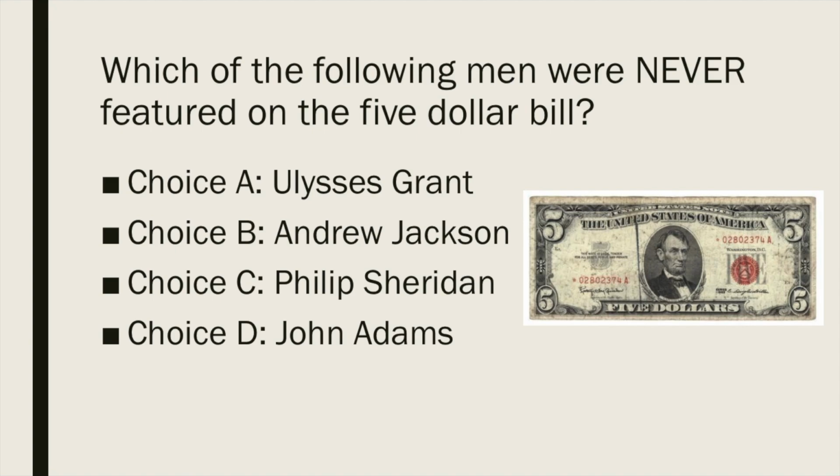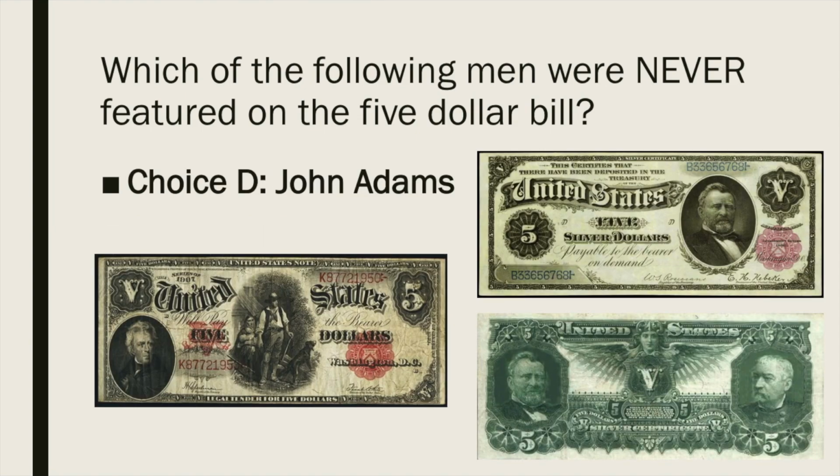Which of the following men were never featured on the $5 bill? Choice A is Ulysses Grant, choice B is Andrew Jackson, choice C is Philip Sheridan, and choice D is John Adams. Answer being choice D, John Adams. Here you can see Grant featured multiple times, Sheridan, and Jackson, so John Adams never made it on there, unfortunately for John Adams.